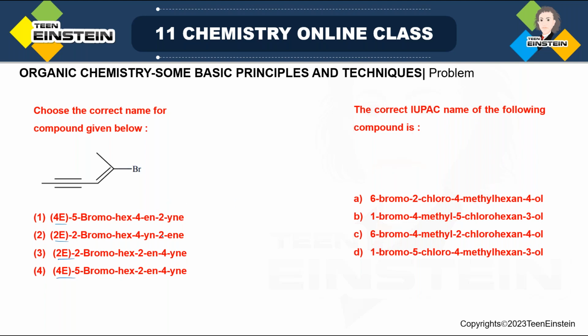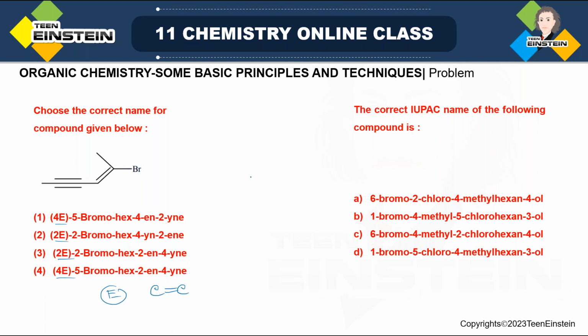Only for 4E and 2E there is a difference, and that is because of at what position of the carbon the double bond is starting. E is basically used in case of a C=C double bond, whether the high priority groups are on the same side or not, but that will be discussed separately, not here. We will not focus on E because that is present in all the options.